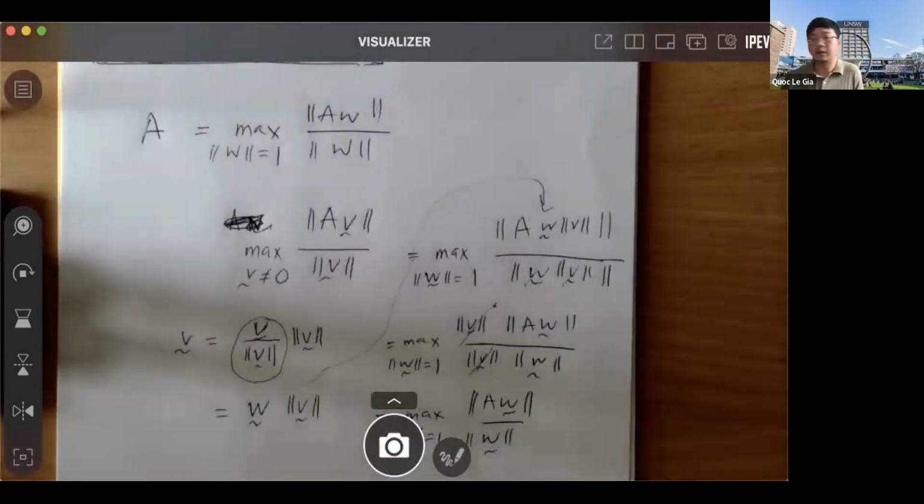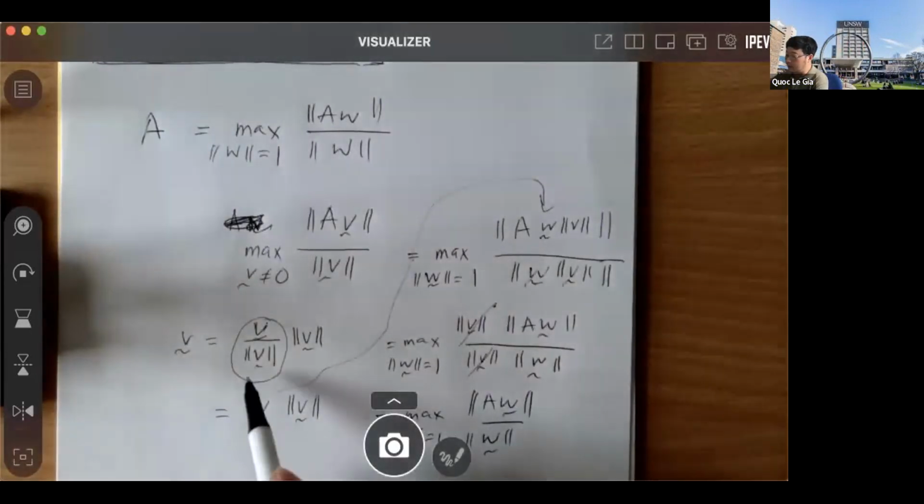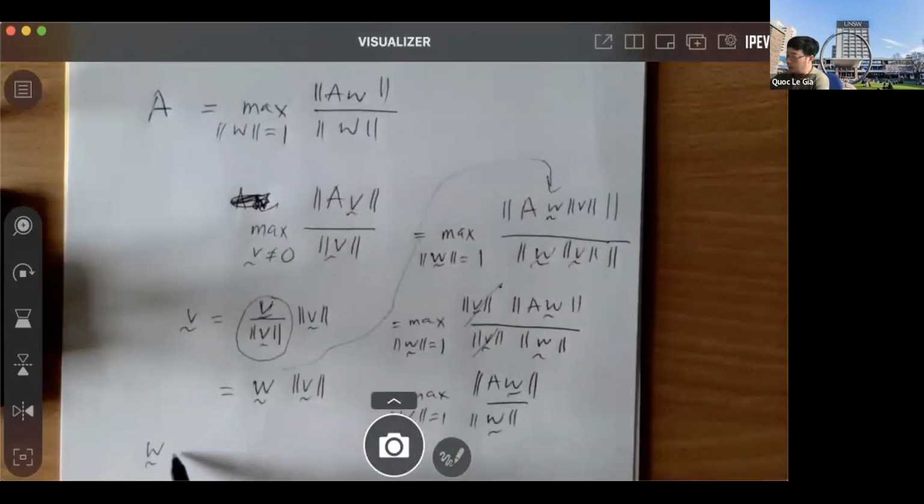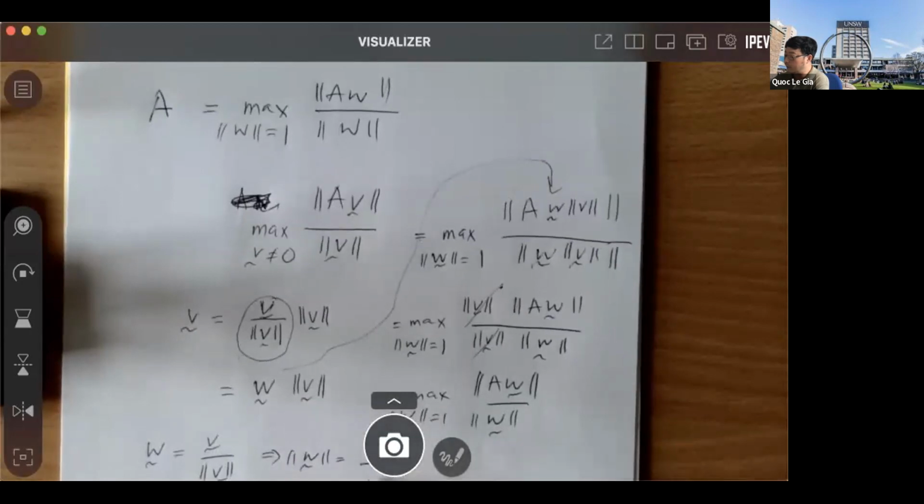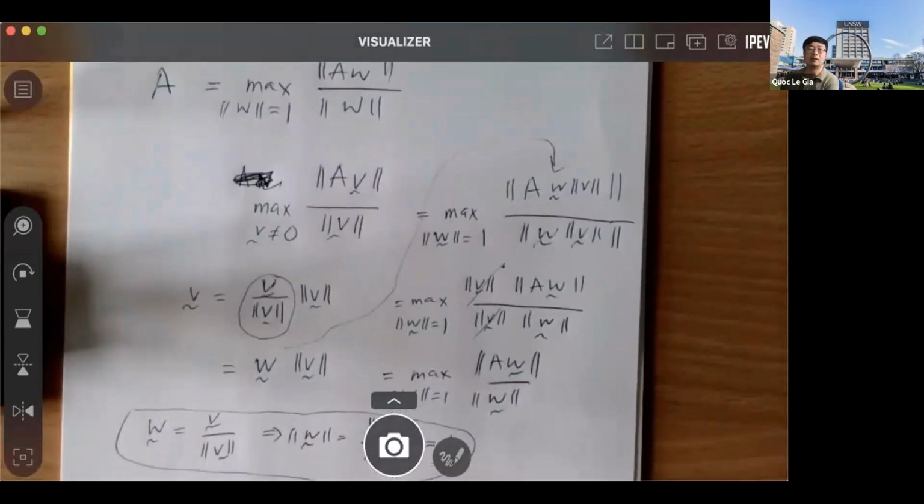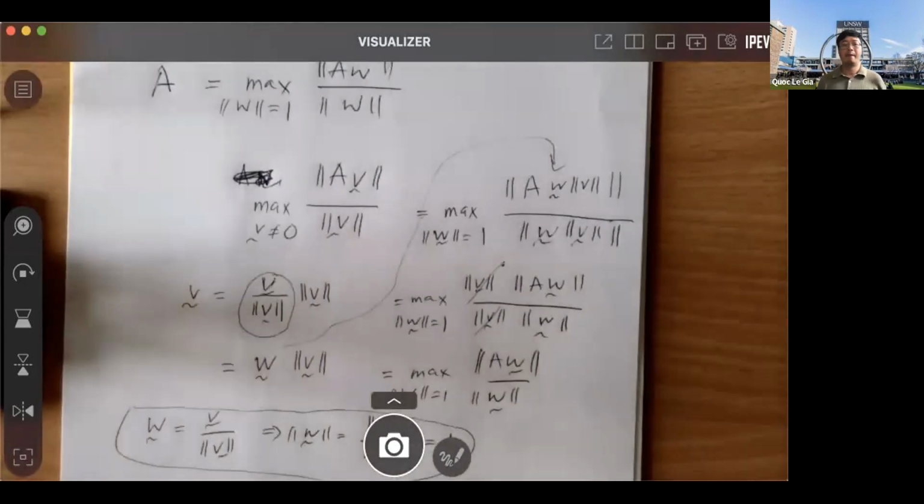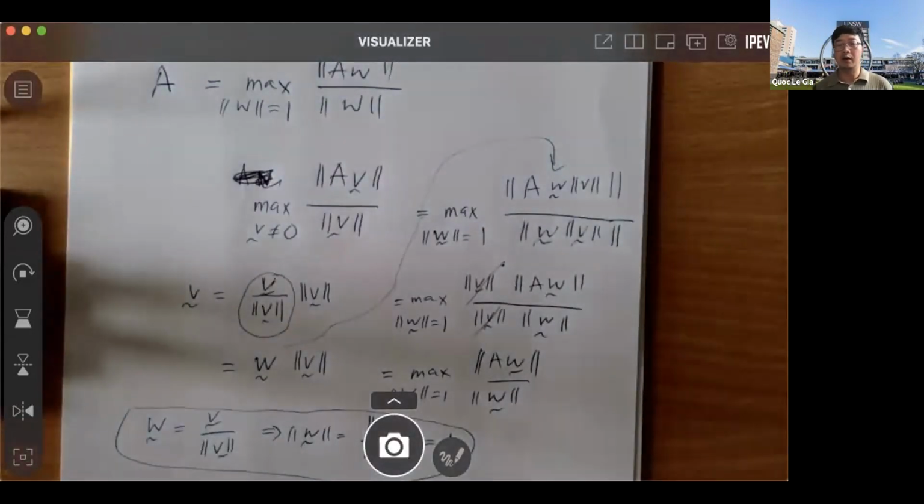So W is V over the norm of V. This means that the norm of W is just equal to the norm of V over the norm of V, which is equal to 1. Does it explain it? Okay, so now we stop writing.